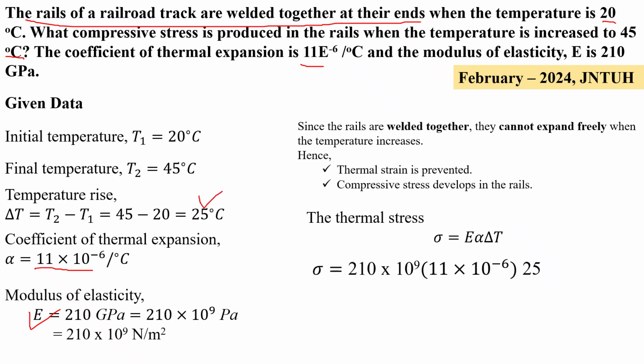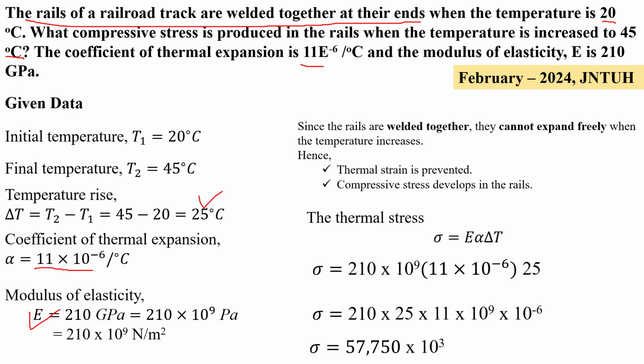Then substitute all the values in the thermal stress equation, and we will get the thermal stress. Its nature is compressive, so sigma equals 57,750 into 10 to the power 3, which can be written as compressive stress sigma equal to 57.75 megapascal.